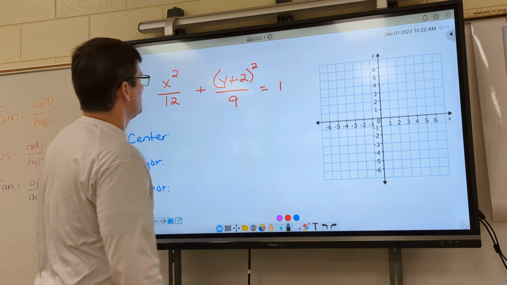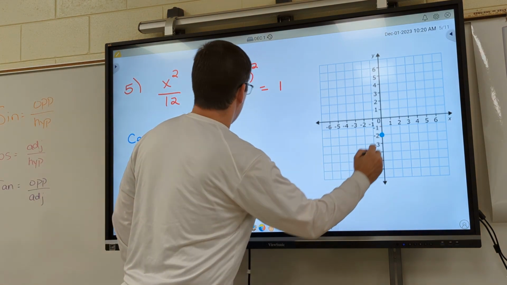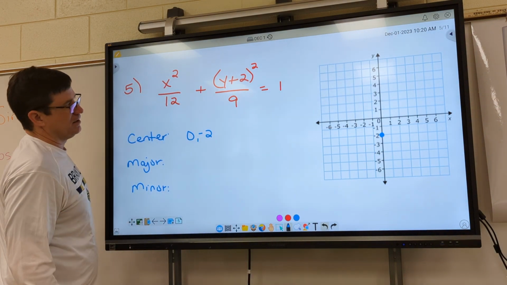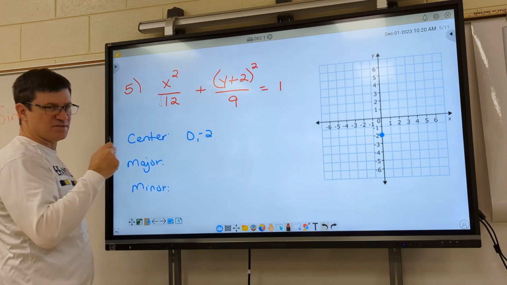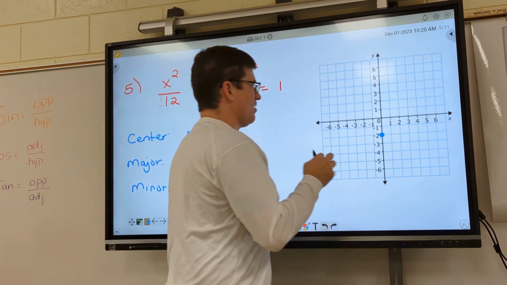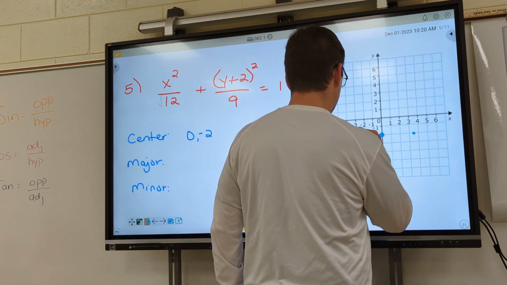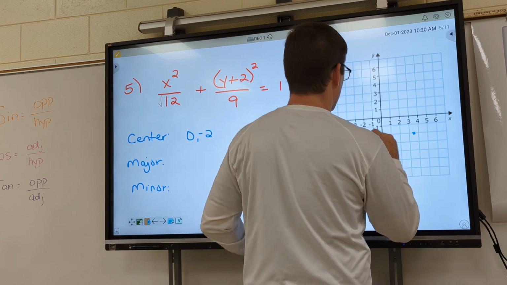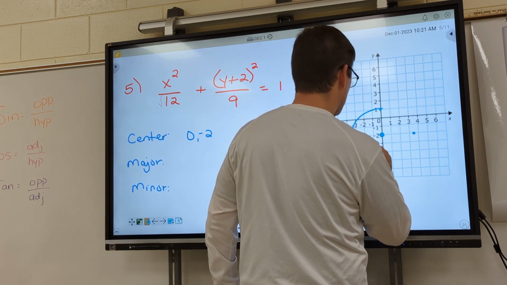All right, so your center on this one is 0 and -2, which is right here. All right, on the x-axis, Zoe, you said square root of 12. Is that 3.5? Is that what I just looked at? 3.5 on that one, so I go 3.5 to the right, 3.5 to the left. And square root of 9 is 3, so I go up 3 and down 3. This one's like almost a circle.